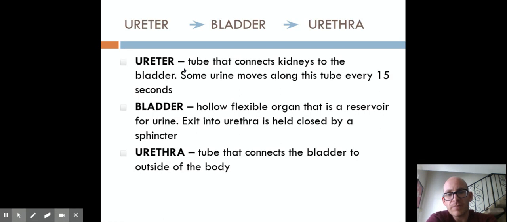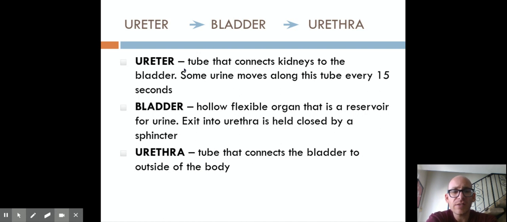And it's a reservoir, because if there was no reservoir, that would mean that every 15 seconds you would be peeing. Just a little bit every 15 seconds. That would not be very comfortable for any of us. So it's basically a reservoir to let it build up, and then you can get rid of it all at once at the appropriate time, if we had enough restrooms on campus.